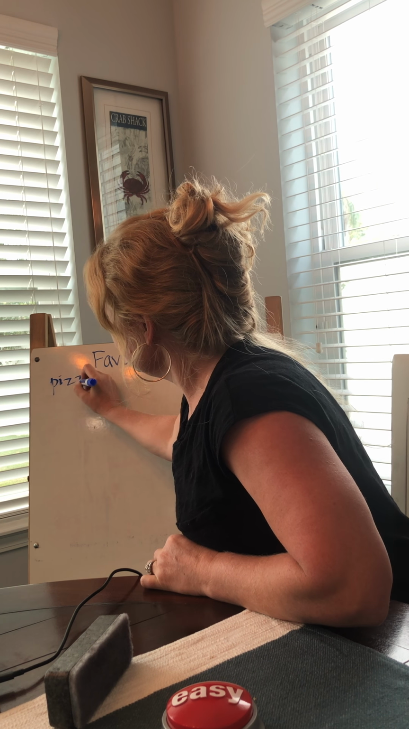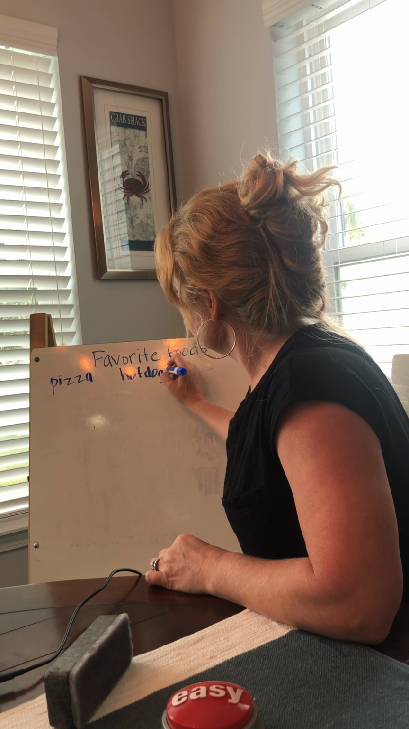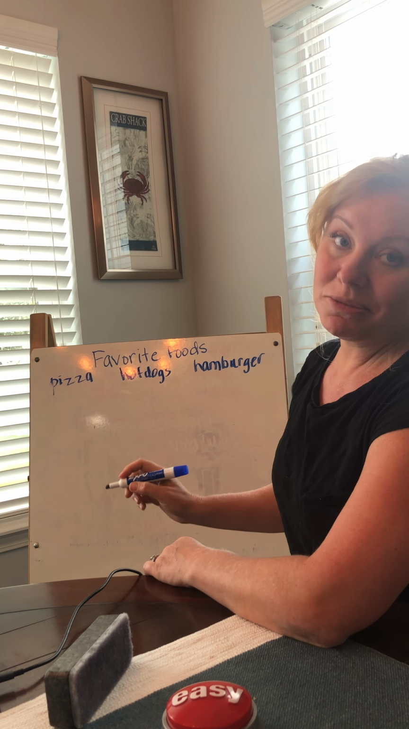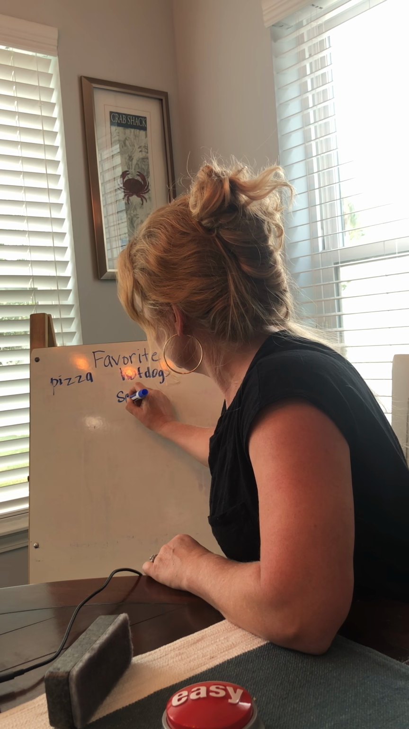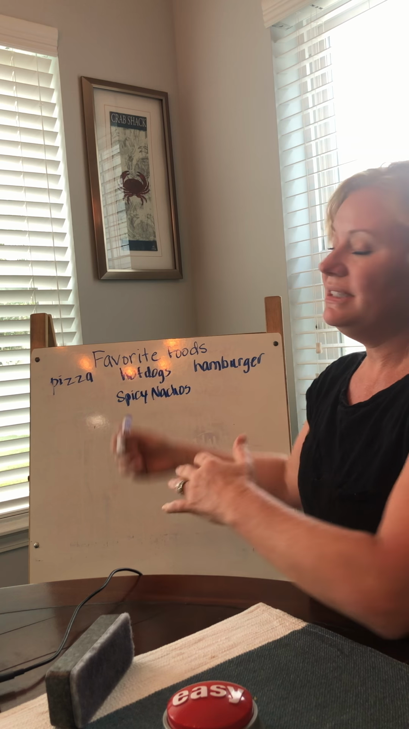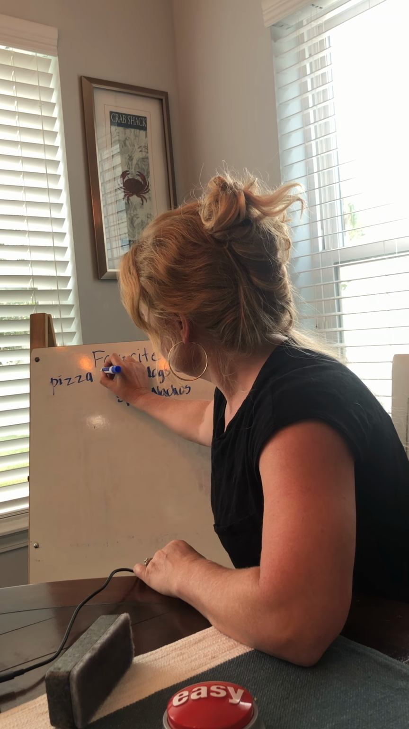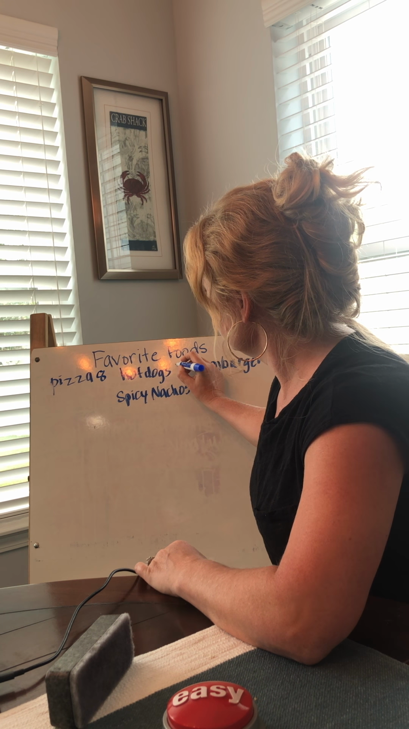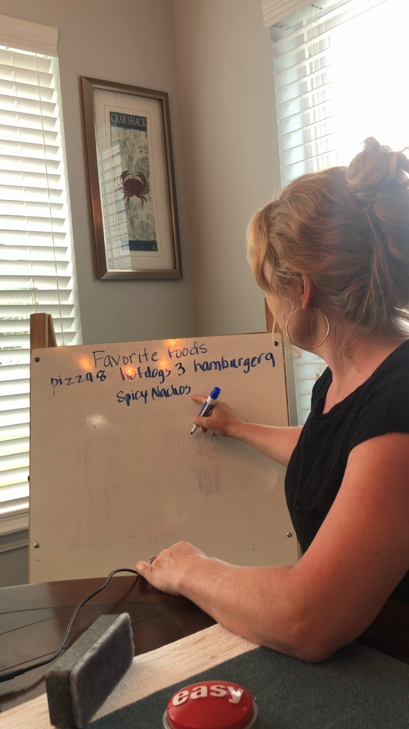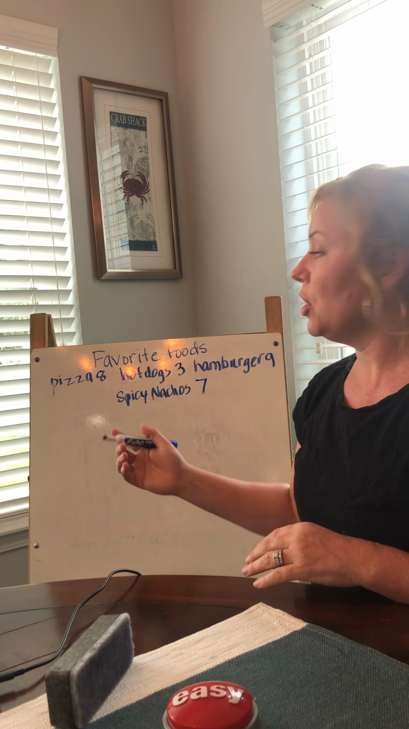We're going to do pizza, hot dogs, hamburgers, and for Miss Parker, we're going to do the spicy nachos. Okay, so let's say I'm just going to make up the data set. I'm going to make up all the numbers. The pizza, let's say 8, hot dogs, 3, hamburgers, 9, spicy nachos, let's do 7, okay?